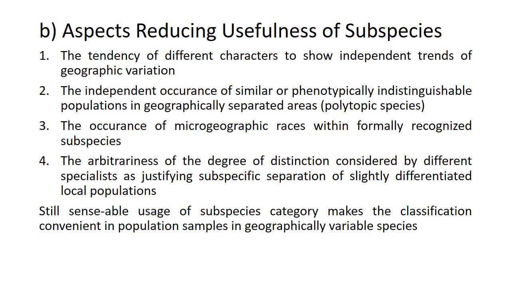Number 4, the arbitrariness of the degree of distinction considered by different specialists as justifying subspecific separation of slightly differentiated local populations, and what should be the criteria of the degree of difference. What should be the criteria of the degree of difference to designate a population as subspecies? However, still sensible usage of the subspecies category makes the classification convenient in population samples in geographically variable species. So, subspecies is a term which is used as a device to carry out intraspecific classification. So it has to be used very sensibly, very technically, to support the process of classification.